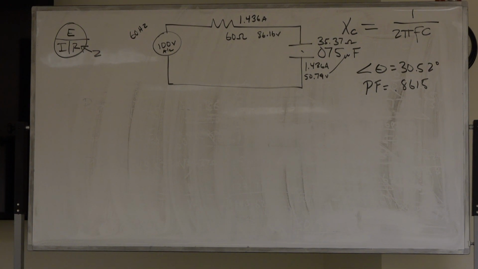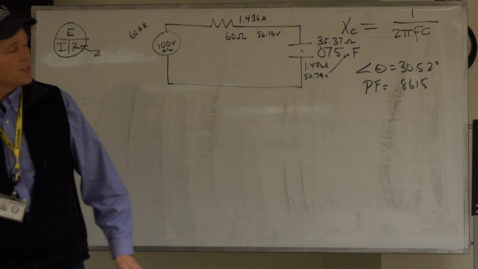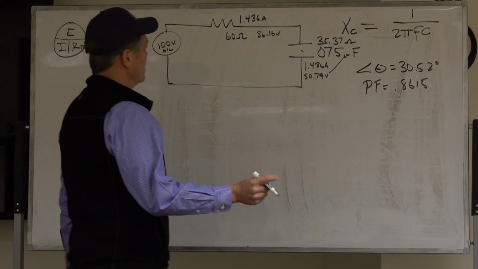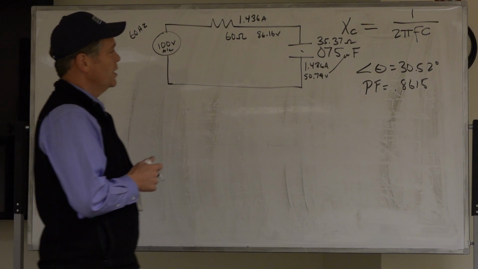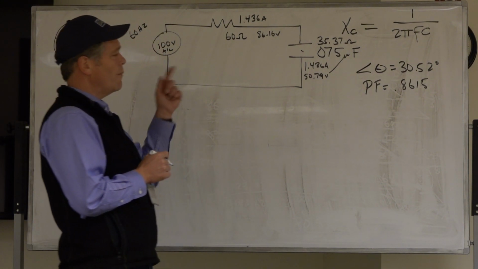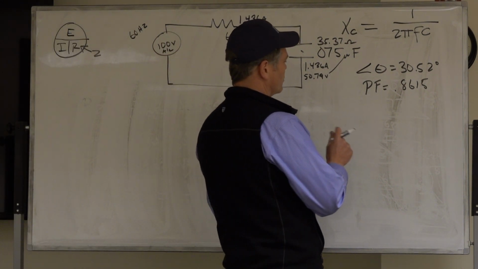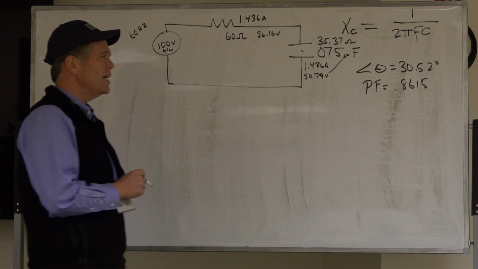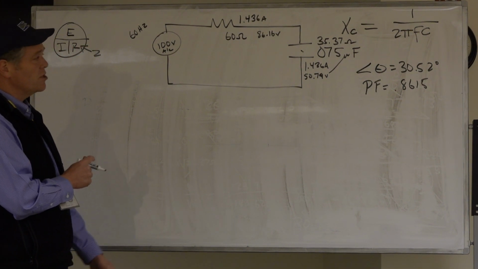Okay, so we're starting another video, just where we left off on the last one. At this point, I have solved for this series resistive capacitive circuit. If you want to know how I got some of these numbers, you'll have to watch the earlier video. Hopefully you did. Hopefully you're starting this one right afterwards. I've solved my angle theta.